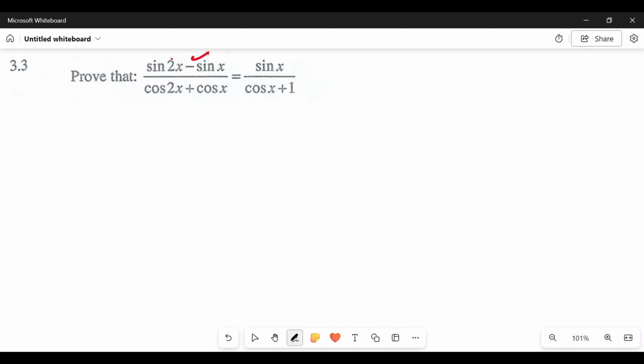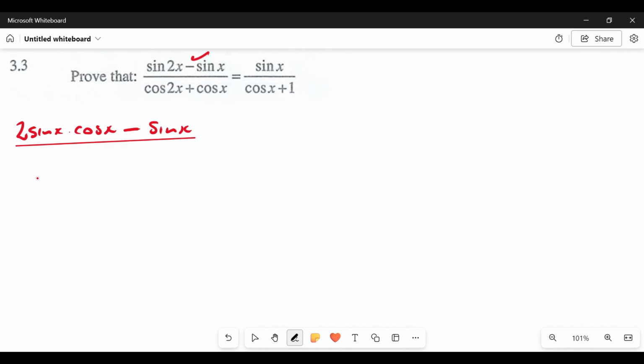So let's first look at our numerator. When I look at our numerator, I can see that this sine 2x is a double angle identity. I can rewrite it like this: 2 sine x multiplied by cos x, minus sine x. There we go. And then we divide underneath there. And then when I look at our denominator, the first term is cos 2x. Also, this is a double angle identity.